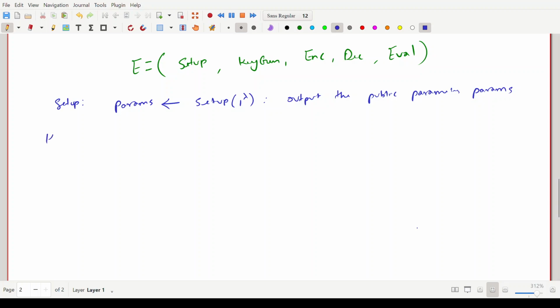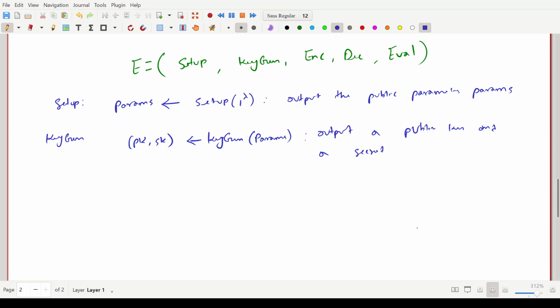Next is key generation. In key generation, if you input the params into key generation, you will end up with your public key and secret key. It outputs the public key and the secret key. So this is what key generation is.